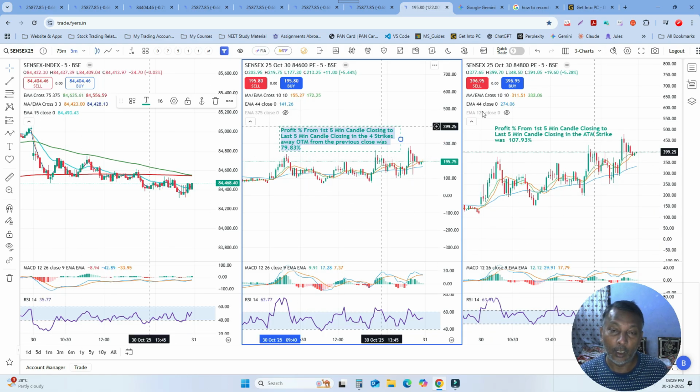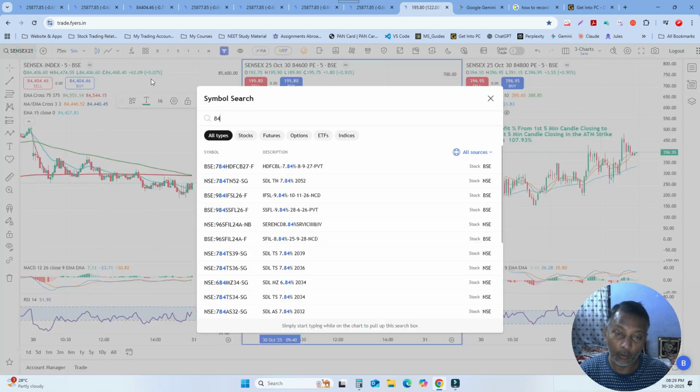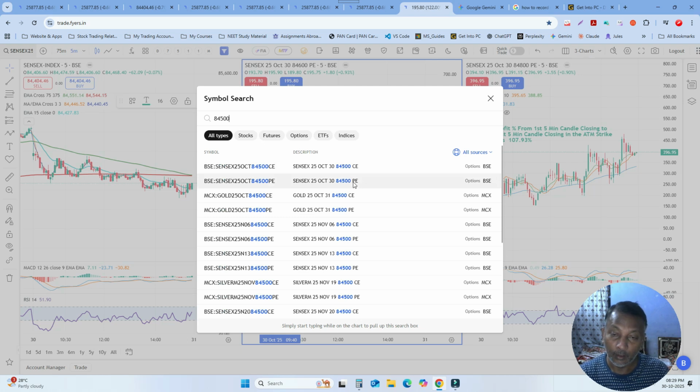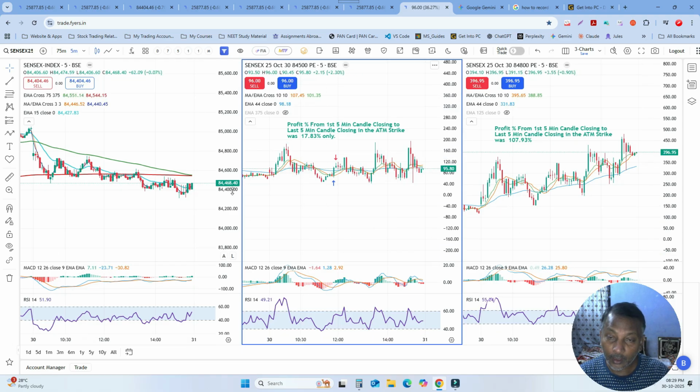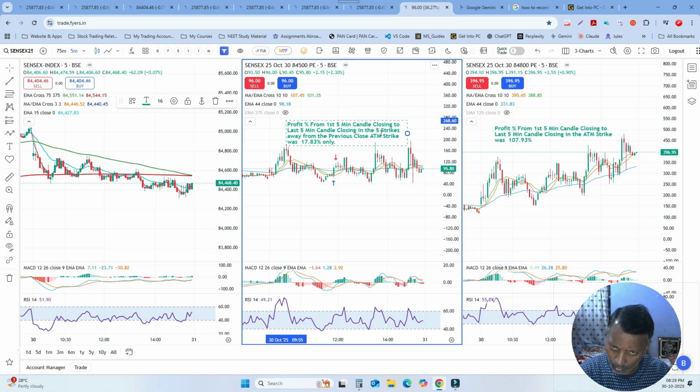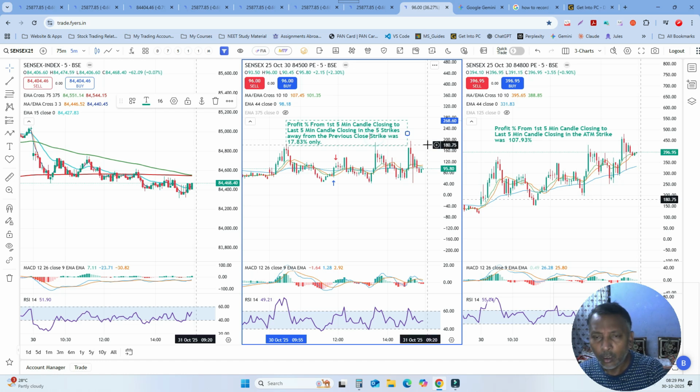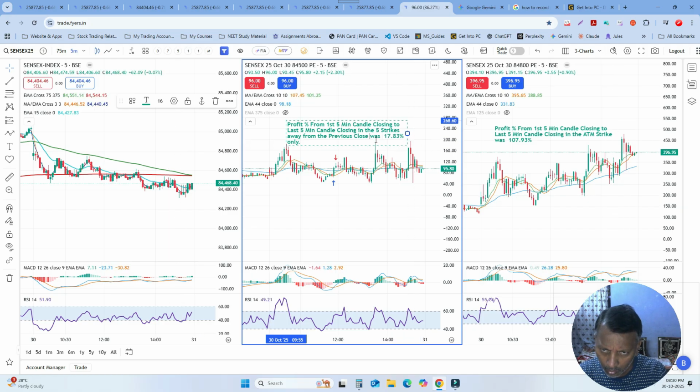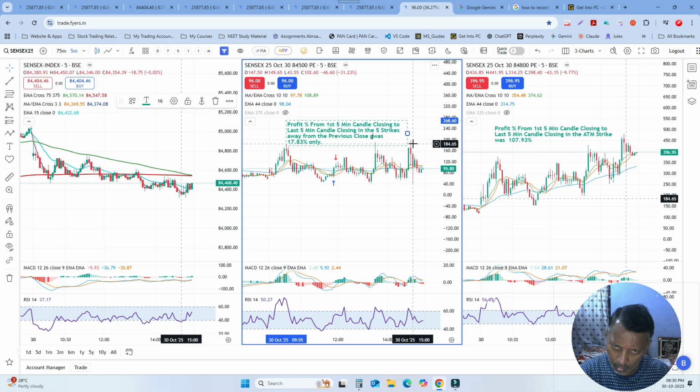That's why I will again load the 84,500 put. If we had gone just with the 84,500 put, 5 strikes away from the previous close, it gave us a profit of only.